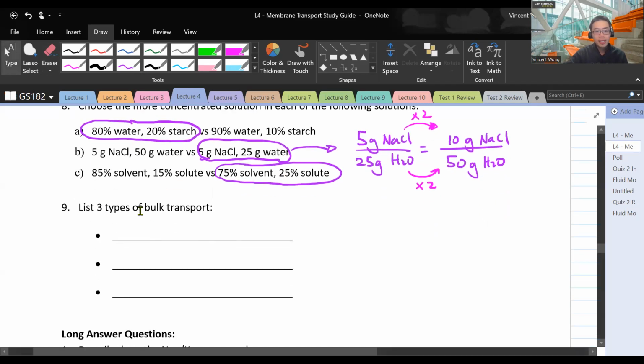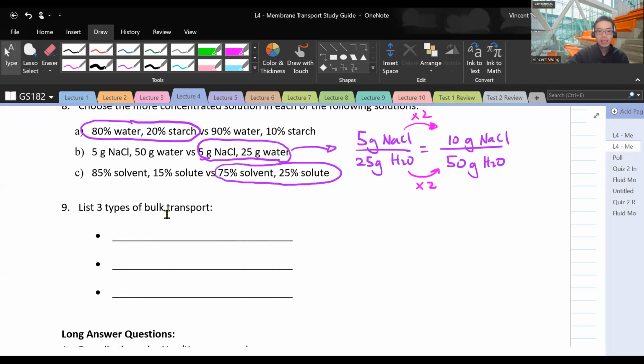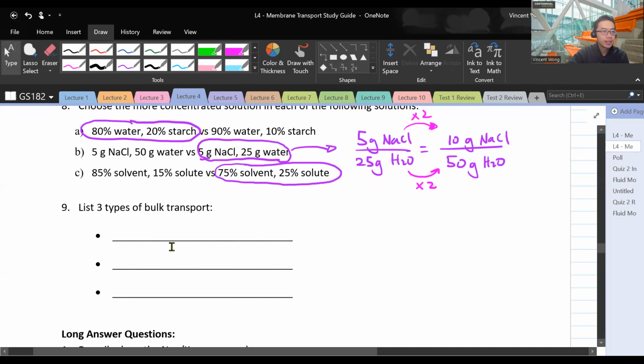Number 9, list 3 types of bulk transport. We just did it on the diagram, so I'm not going to repeat it. It was the phagocytosis, pinocytosis, and receptor-mediated endocytosis.